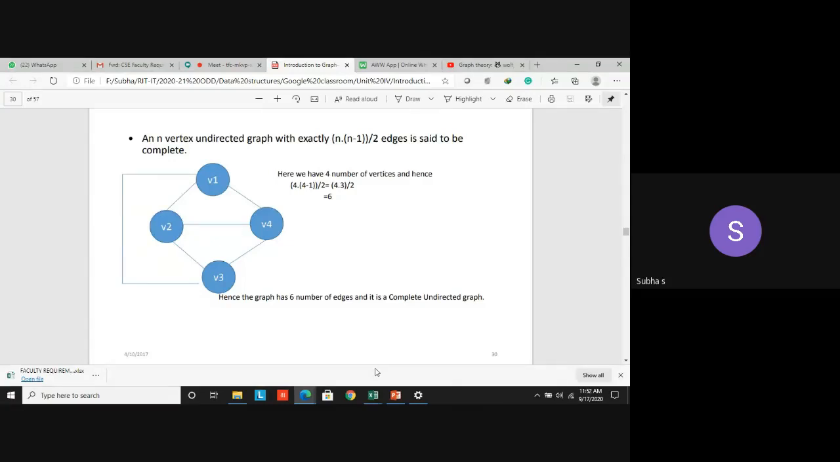Suppose this one is a simple diagram. We are having only 4 vertices. We can easily count the number of edges.